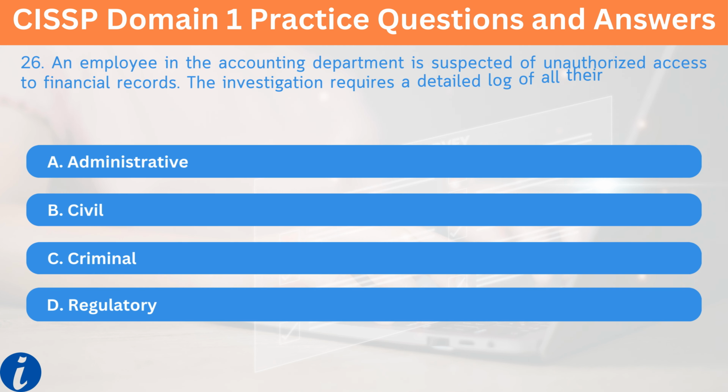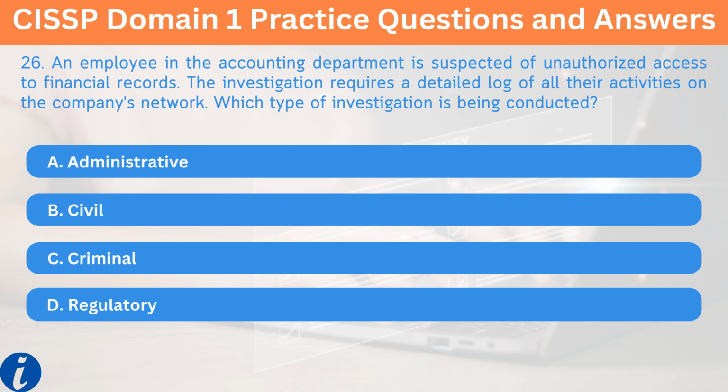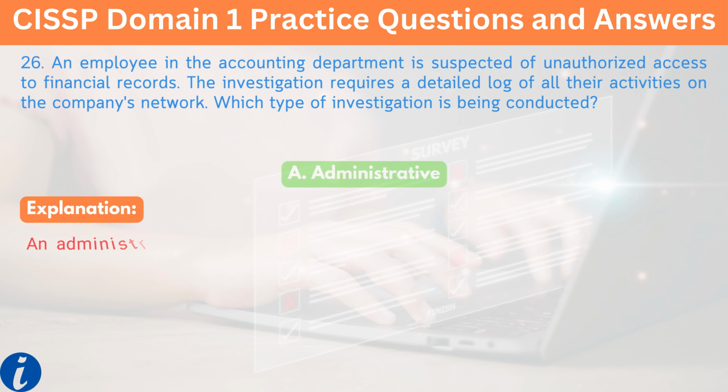26. An employee in the accounting department is suspected of unauthorized access to financial records. The investigation requires a detailed log of all their activities on the company's network. Which type of investigation is being conducted? A. Administrative. B. Civil. C. Criminal. D. Regulatory. The correct answer is A.